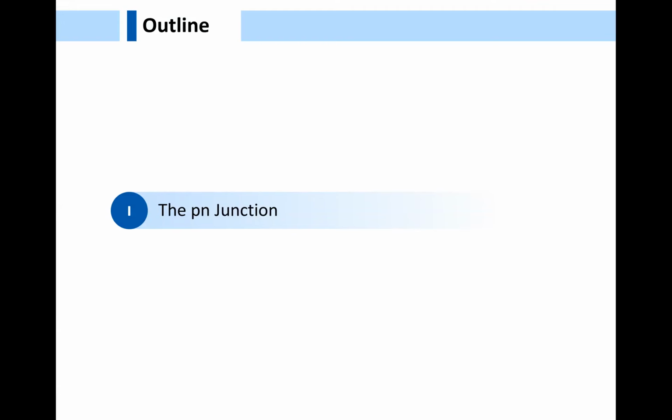In this lecture, we will explore the p-n junction corresponding to chapter 7. When a p-type semiconductor is joined with an n-type semiconductor, a p-n junction is formed. We will learn about the physical phenomena that occur when such a p-n junction is created and how to interpret them.